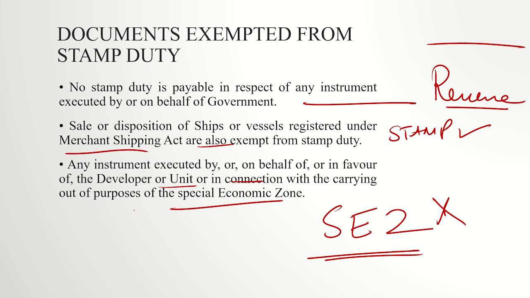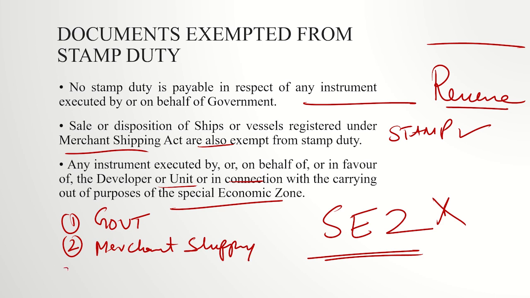So please remember: any document executed by the government, point number 1; then documents under the Merchant Shipping Act, point number 2; and then any document related to an SEZ, which has special economic zone status, there is no stamp duty.